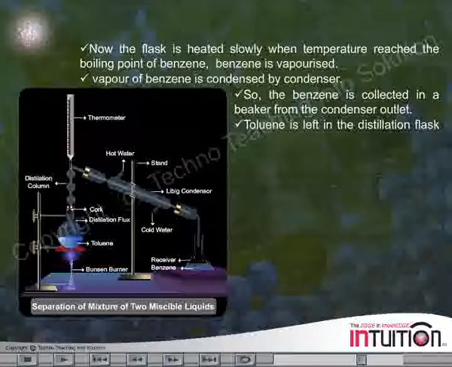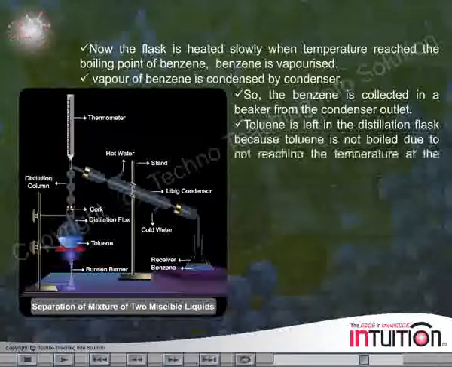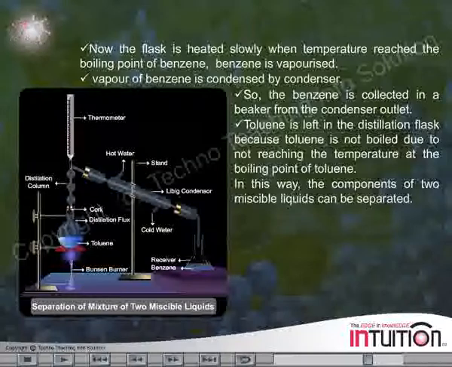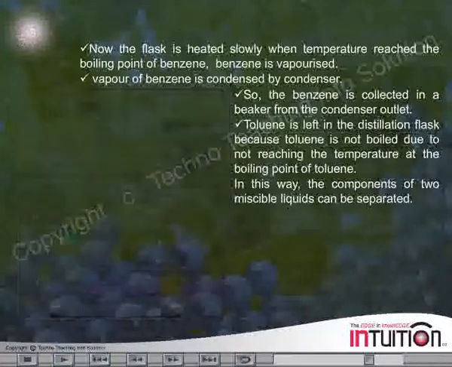Toluene is left in the distillation flask because toluene is not boiled due to not reaching the temperature at the boiling point of toluene. In this way, the components of two miscible liquids can be separated.